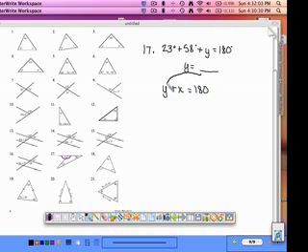Substitute the value you got for y and solve for x. The correct answer would be x is equal to 81 degrees. Problem 18 is almost the same. When you finish, you should be getting x is equal to 7.5 degrees. Pause the video and do problems 17 and 18.